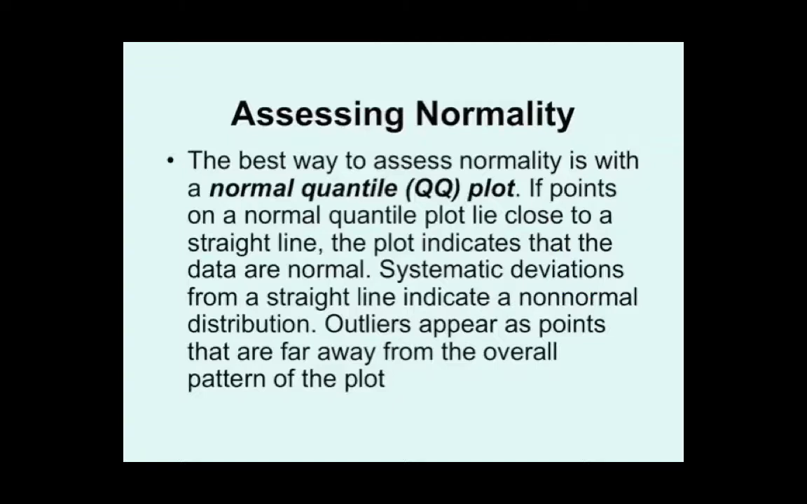If that plot looks close, or pretty close, to a straight line, then that indicates that the data are normally distributed. If you have systematic deviations from a straight line, that indicates non-normal behavior in your distribution. Outliers are going to appear as points that are far away from the overall pattern of the plot. So that's a really nice, simple tool, and our calculators do that plot. Our TI-83s and 84s have this plot built into them.